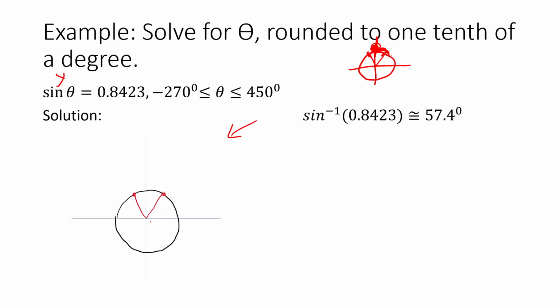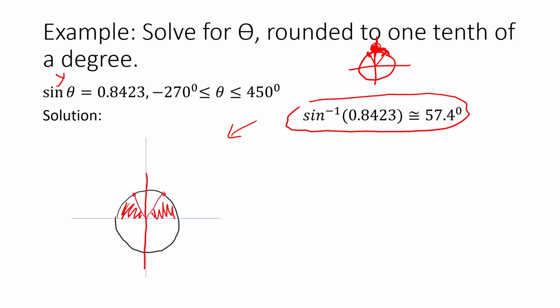Now, hopefully, you can see that the y-axis is going to act as a mirror, and whatever the size of this angle is going to be the same as the size of that angle. Well, we do our sine inverse. We use our calculator. Sine inverse of 0.8423 is 57.4. This answer will be somewhere on our diagram. And we see, yeah, that looks like right about here.